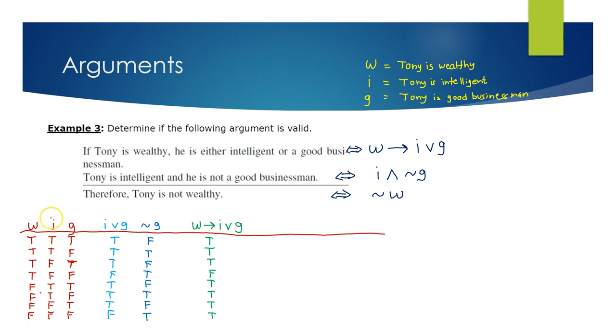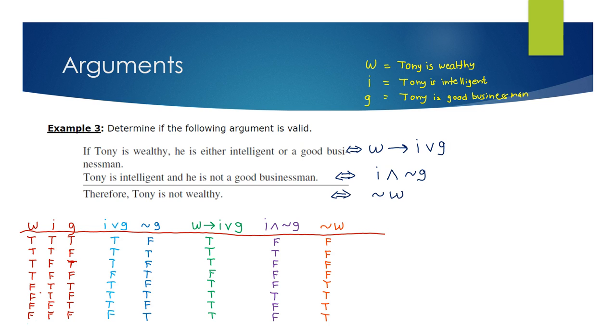So I'm going to look at the second column and the fifth column. And for that to be a true statement, those two columns have to both have a true in them. It's going to be false otherwise. So I end up getting this for truth values. And lastly, I'm going to make a column for not W, because that's my conclusion. So I'm looking at the first column, and I'm just going to reverse all the truth values for that.